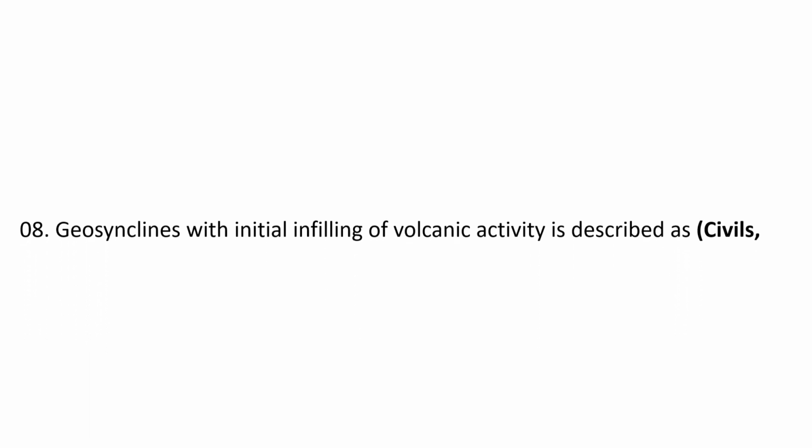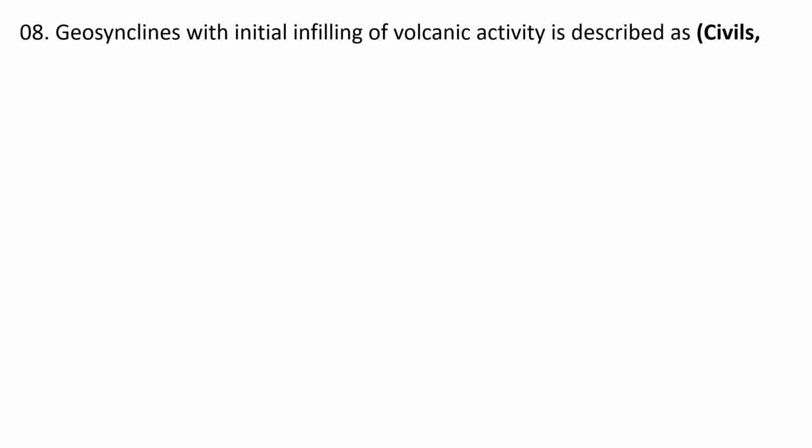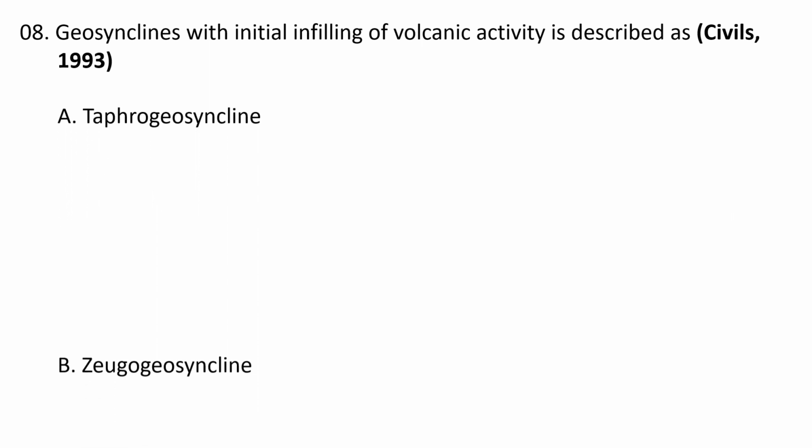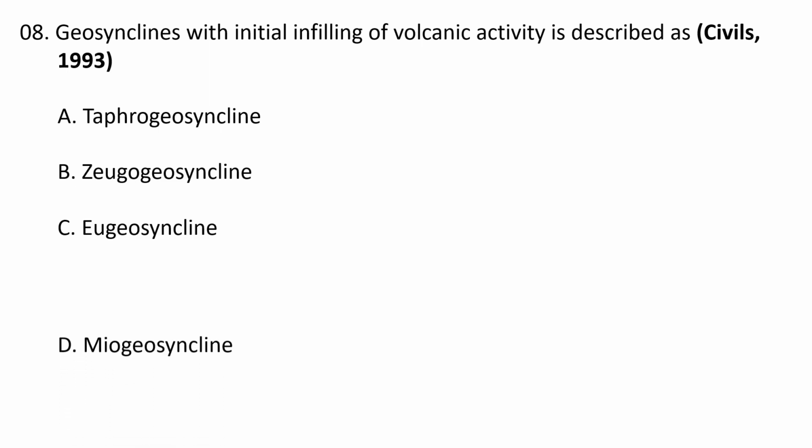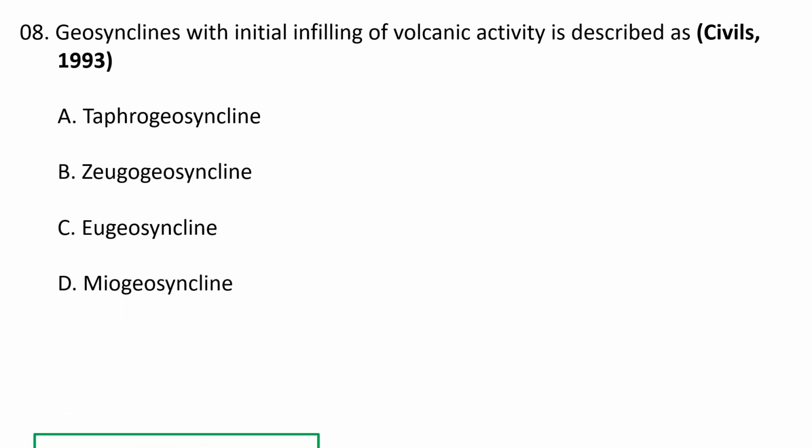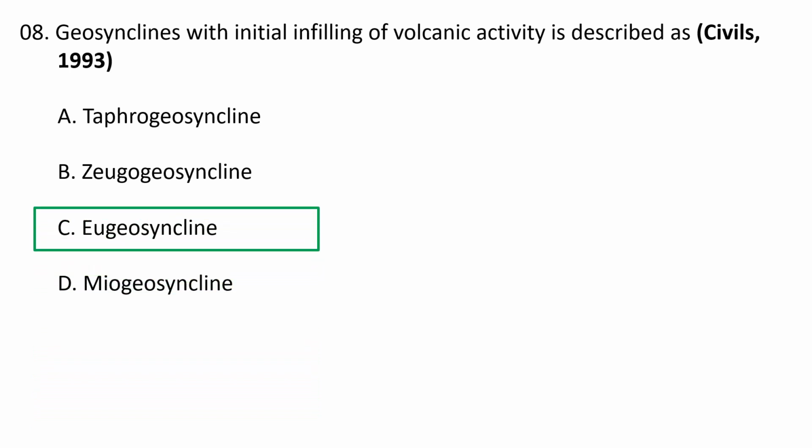Next question. Geosynclines with the initial infilling of the volcanic activity is described as. All these are the questions asked in Civil Services Preliminary Question Paper, that is 1993. A. Taphro geosyncline, B. Zeugo geosyncline, C. Eu geosyncline, and D. Mio geosyncline. So Eu geosyncline is the correct answer.